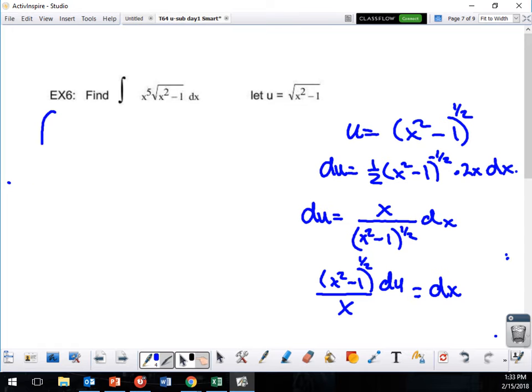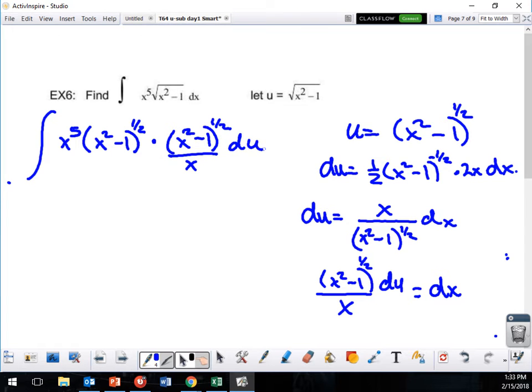I like it. Integration, I love it. x to the 5th times x squared minus 1 to the positive 1/2 times, now this is where I'm going to throw into that du part all of this over here. So it's going to be x squared minus 1 to the 1/2 over x du.